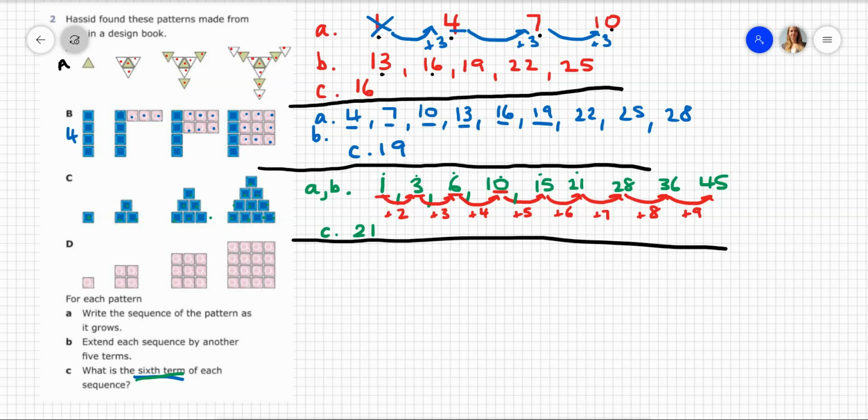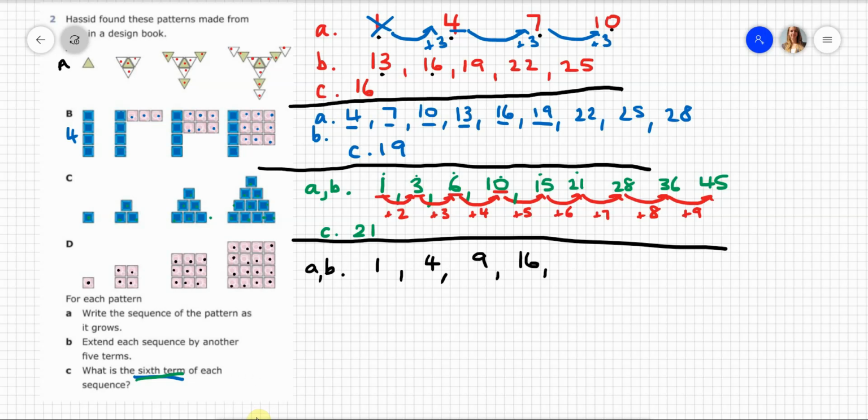Okay, last one, on to sequence D. So for part A and B, write down the sequence of the pattern. So I've got 1, 1, 2, 3, 4. 1, 2, 3, 4, 5, 6, 7, 8, 9. 1, 2, 3, 4, 5, 6, 7, 8, 9, 10, 11, 12, 13, 14, 15, 16.